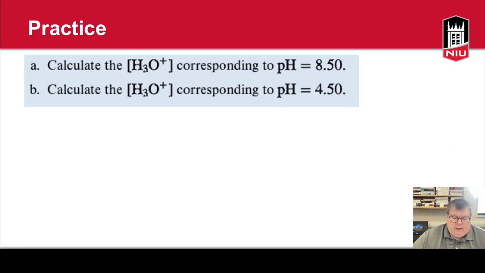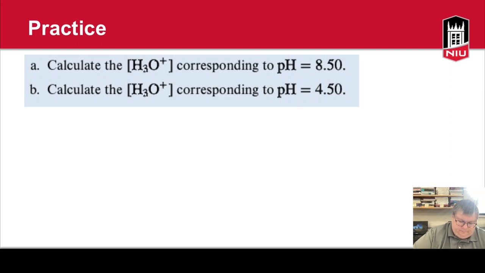Now let's calculate the H3O plus concentration corresponding to pH 8.5 and corresponding to pH 4.5. Now you can see in the previous examples that everything was a perfect number. And that has to do with the power of 10 that we were dealing with. We were dealing with perfect powers of 10, 1 times 10 to the minus 4th, 1 times 10 to the minus 6th. That is easy to calculate logs, okay? But you can do it with numbers that aren't perfect as well.